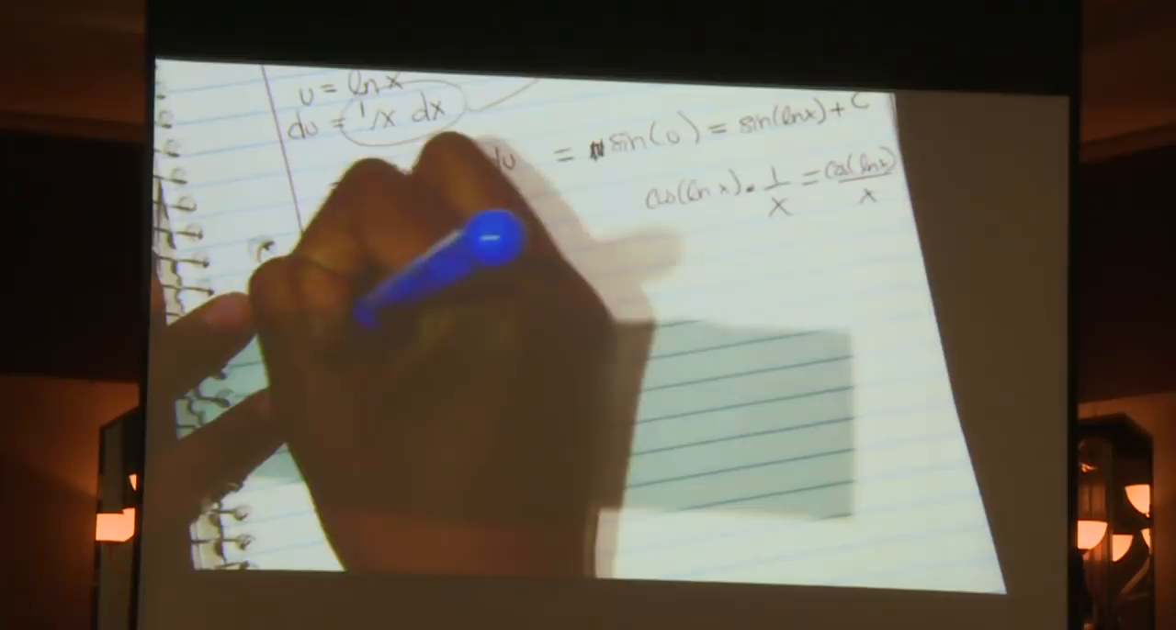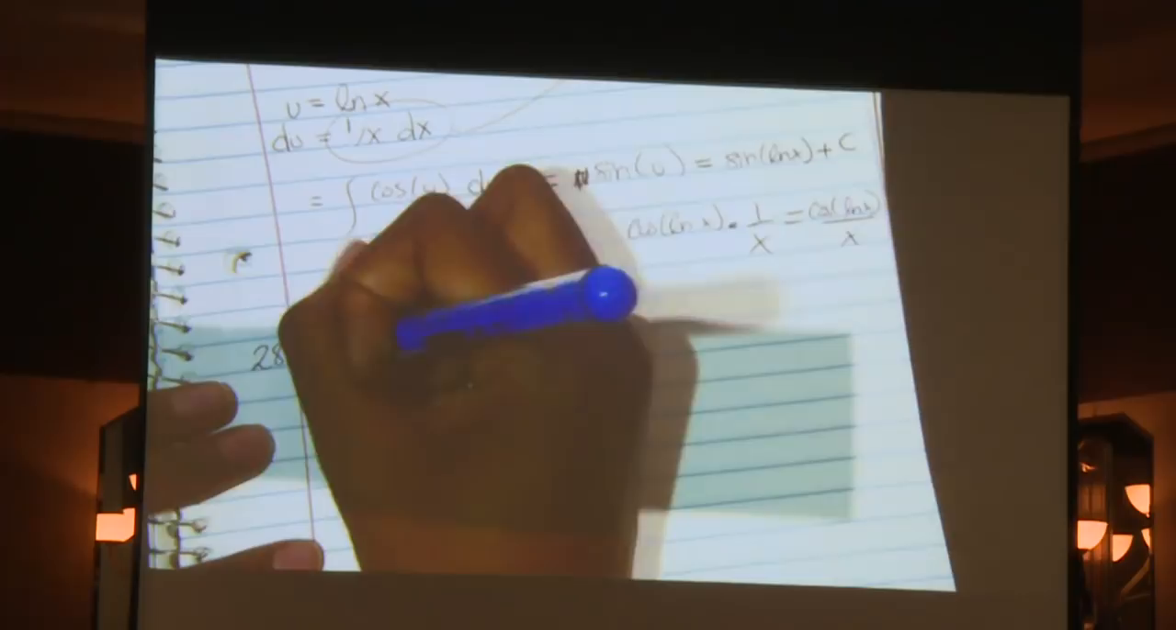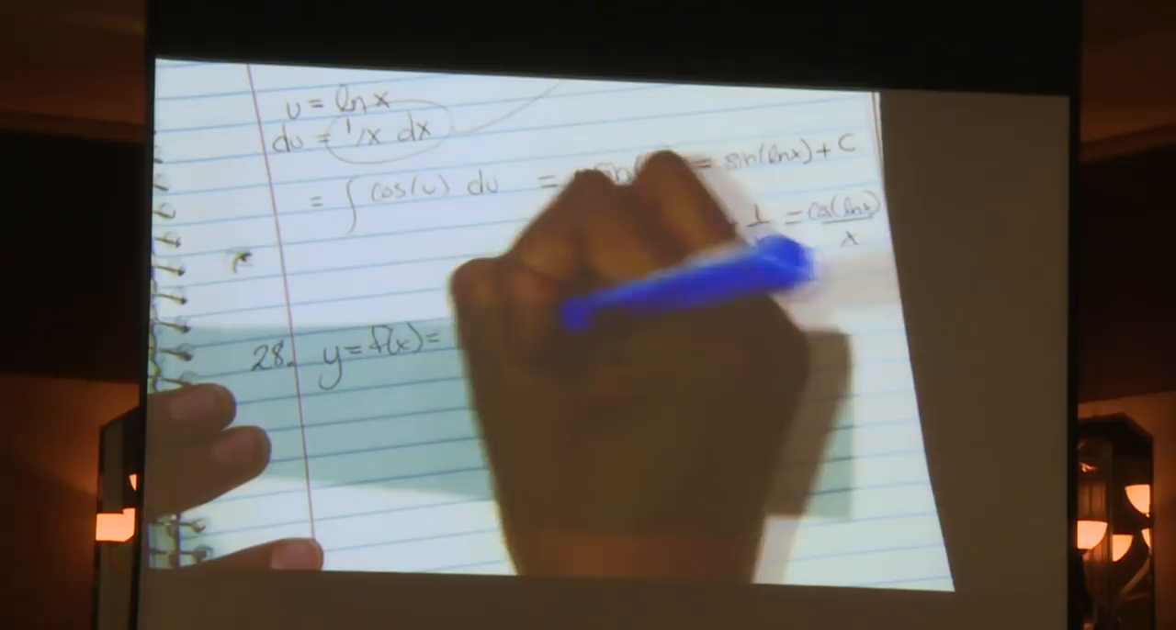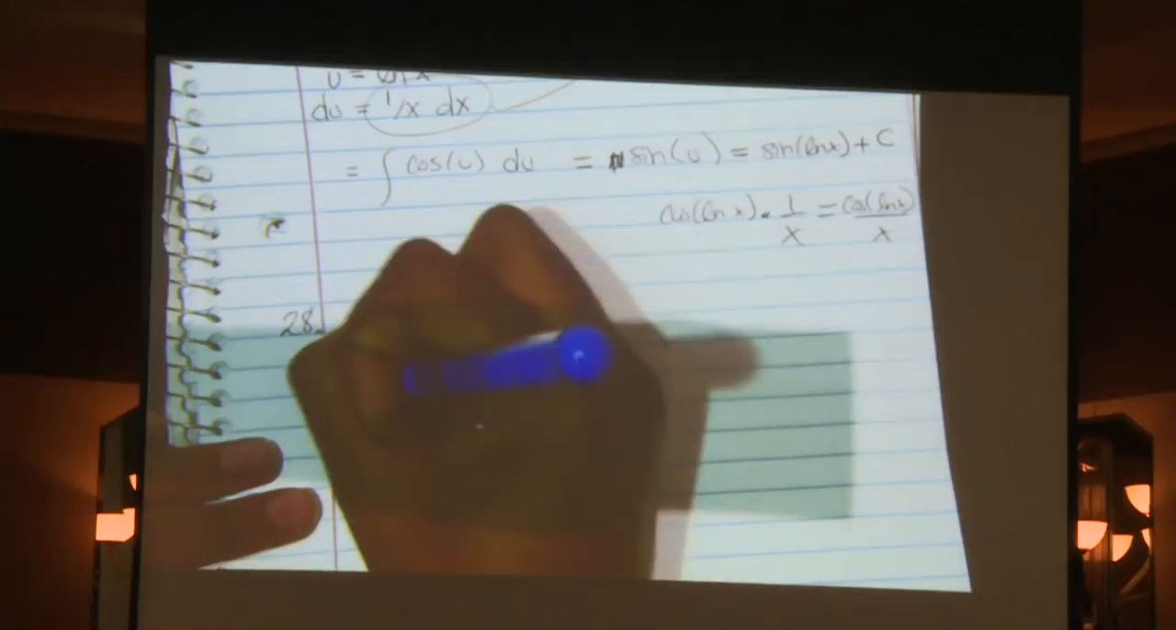Did I say it was 29? Oh, I'm sorry, it's 28. I'm omitting 29, too. So 28 says, use the guidelines below to sketch the curve. y equals f of x equals 2x squared over x squared minus 1. Part A says, find the domain of f of x.